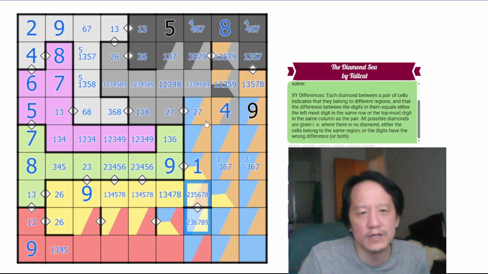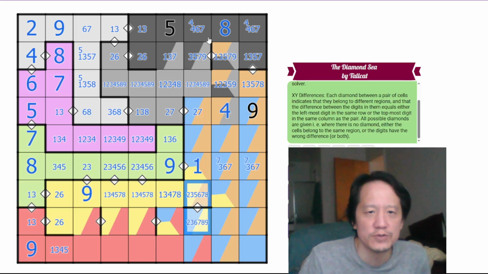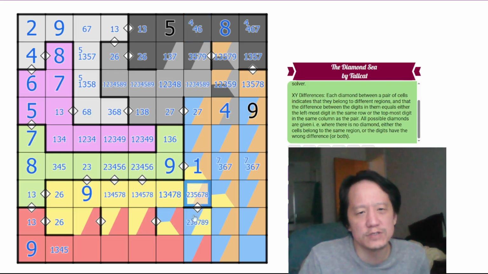Okay, wait. But for a difference of 7, you would have to have 2, 9 here. But that 7 would eliminate 7 here, so this would be 2. So you couldn't have the 2, 9. So this can't have a difference of 7 then. It's only a difference of 4 and 6 here.